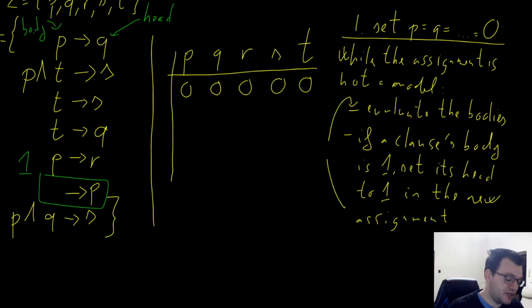Because of this, the clause has a body evaluated to 1, hence in order to satisfy this clause we have to set the p to 1, right?